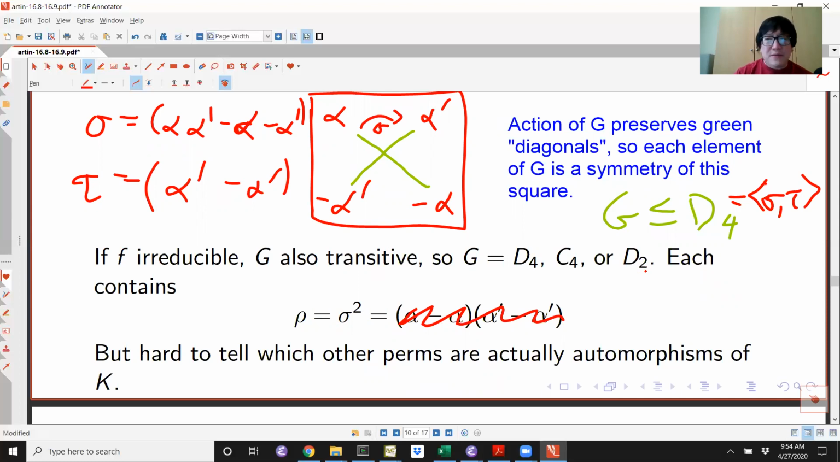And it happens if you just list all the elements of those things that both of these contain the following permutations. Alpha goes to minus alpha and alpha prime. I just made them look like polynomials because I forgot to put the space in. My bad.